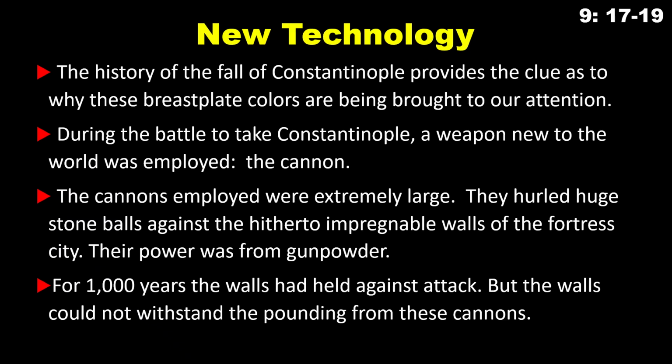The history of the fall of Constantinople provides the clue as to why these breastplate colors are being brought to our attention. During the battle to take Constantinople, a weapon new to the world was employed, the cannon. The cannons employed were extremely large. They hurled huge stone balls against the hitherto impregnable walls of the fortress city. The power of these cannon was from gunpowder.